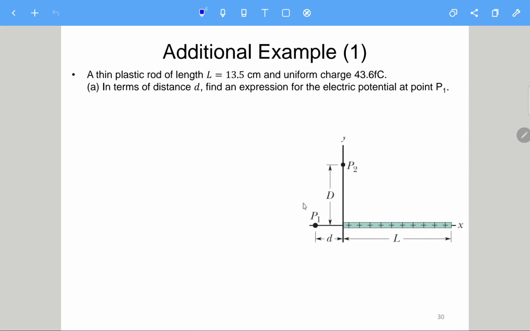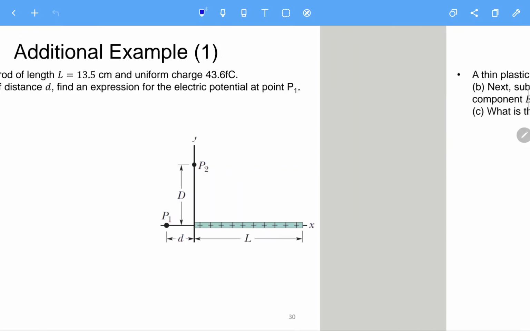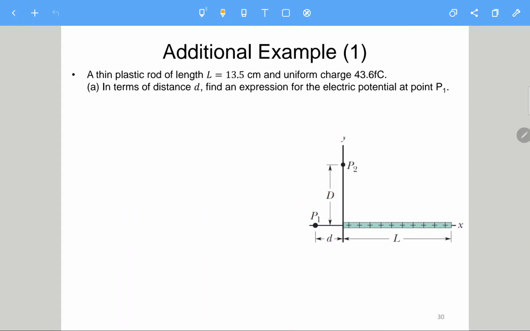So here we have some additional examples. A thin plastic rod, capital L is 13.5 centimeters, with uniform charge 43.6 femtocoulomb. So in terms of D, find an expression for the electric potential at P1.